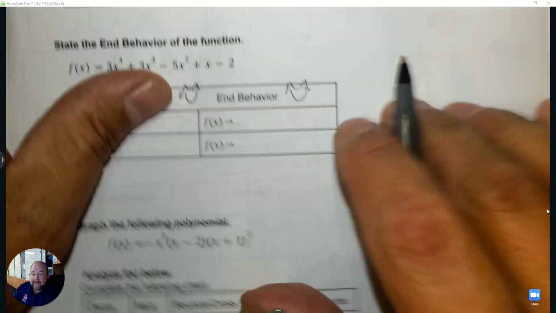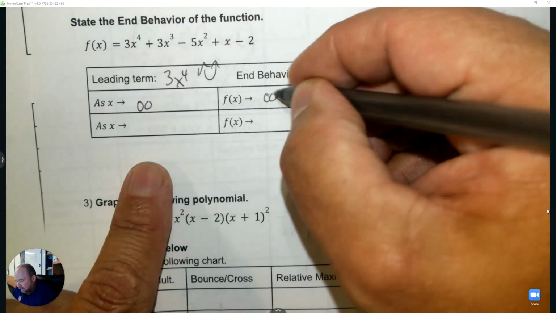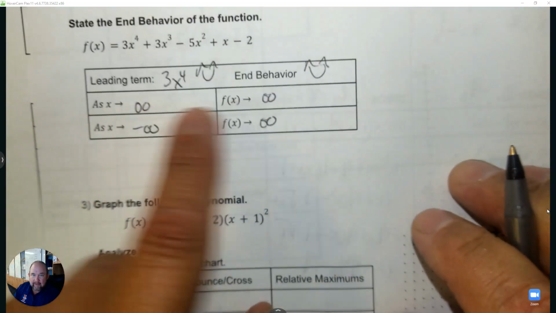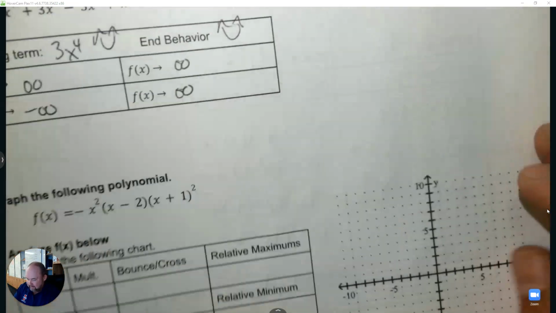And then how do I write that? So as x approaches infinity, the right end goes up. As x approaches negative infinity, it goes up. So the right end goes up and the left end goes up. All right, now some graphing.